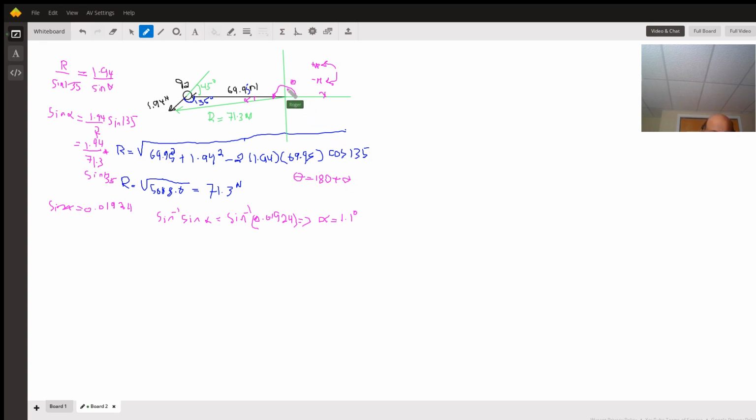That the angle that defines the position of the force vector R is 180 degrees plus that alpha. So it will be 180 plus 1.1 degrees, which is equal to 181.1 degrees positive, rotating counterclockwise from the positive x-axis. And that is the direction of the resultant force R.